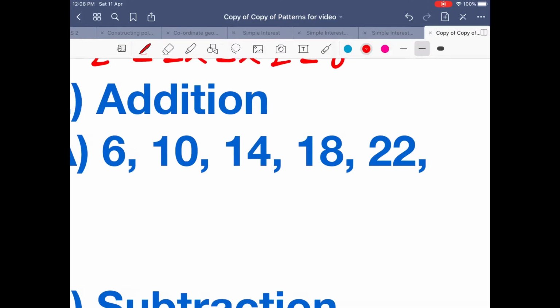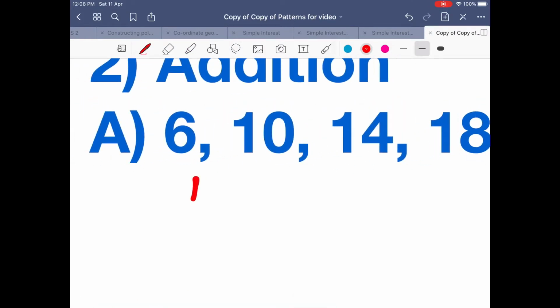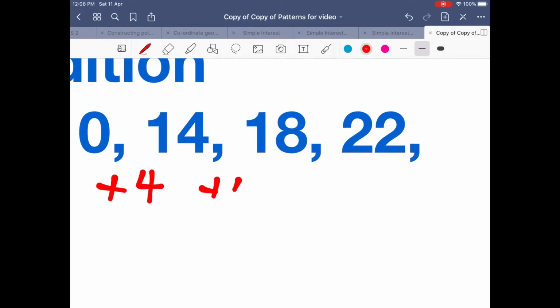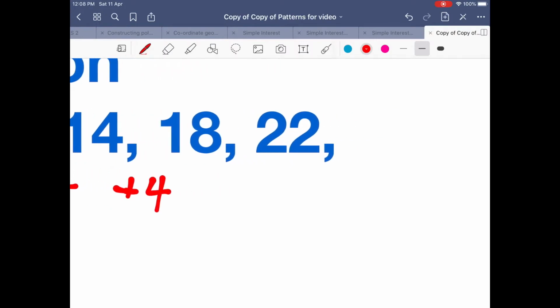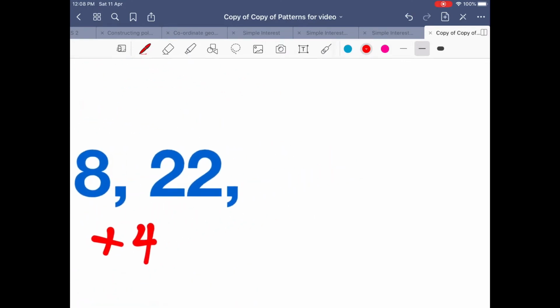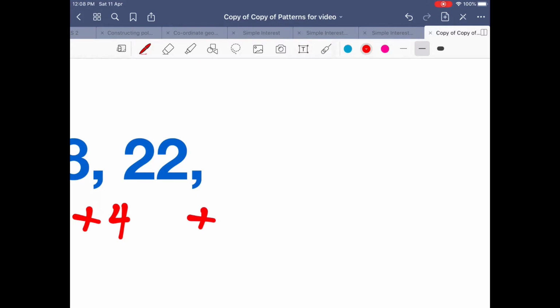We know 6 to 10 is 4. So 6 plus 4 is 10. We can see that 10 plus 4 is 14. 14 plus 4 is 18. And 18 plus 4 is 22. So this pattern is simply adding 4 to the number before. So 22 plus 4 is 26.